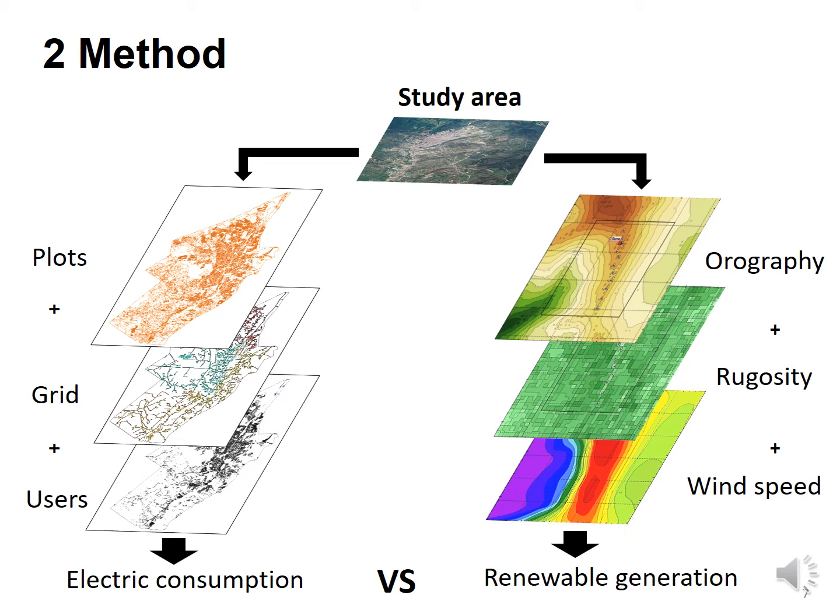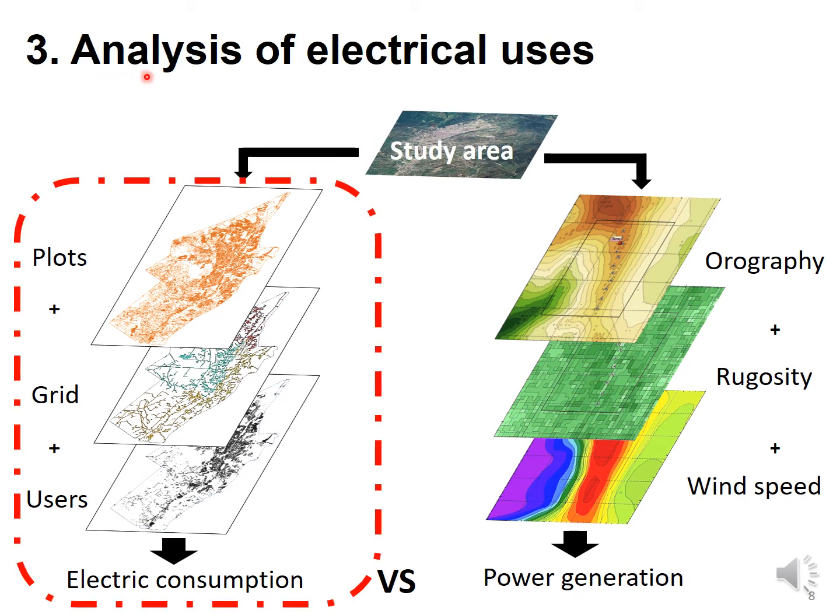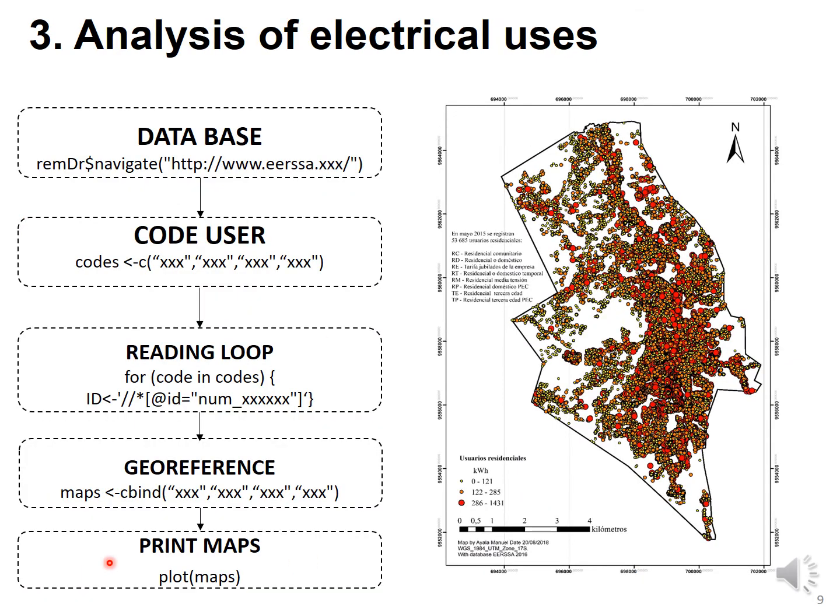Now, the first part of the methodology is the analysis of the electrical uses. We will first analyze electrical uses in this format. Segregated measurements were carried out for each user, obtaining the classification based on consumption and type. For example, in this figure, you can see the residential consumption and classification in order of the power consumption, the high power and low power consumptions.